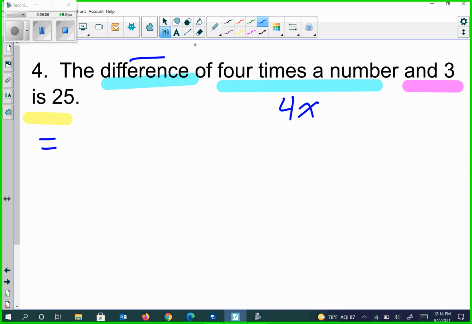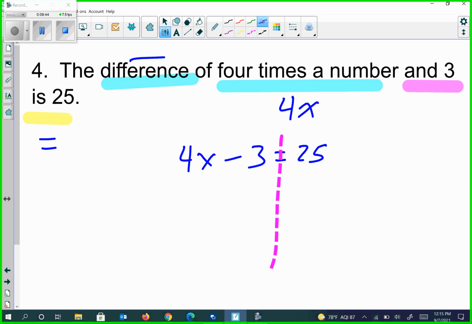So now, I know I have a 4x. The difference of 4 times the number and 3. How do I do the difference of 4 times the number and 3 with what we see up there? Yeah, 4x minus 3. The difference of 4 times the number and 3 is 25. How do I do the rest? 25. So you would have to be able to come up with that from what I've written up there. Okay? Friends, are we ready to start solving this?